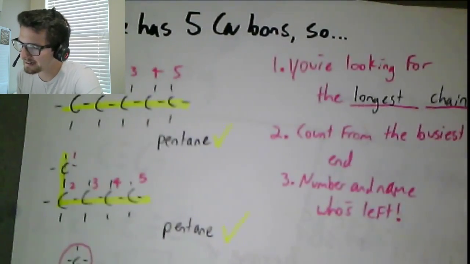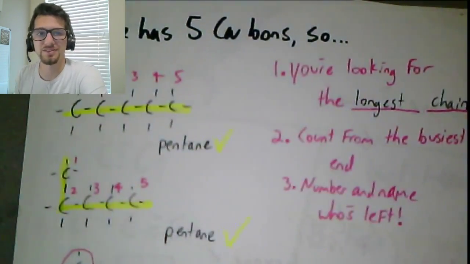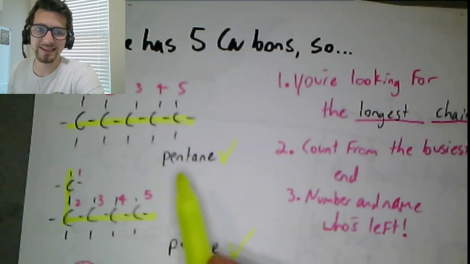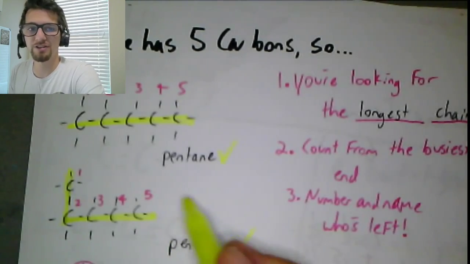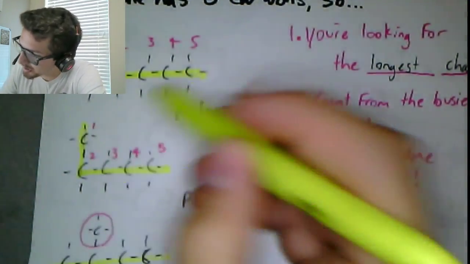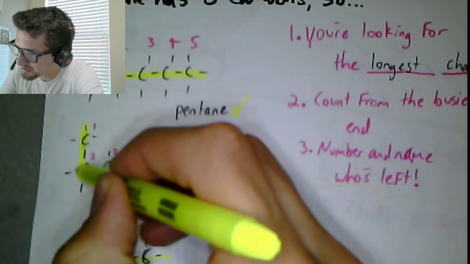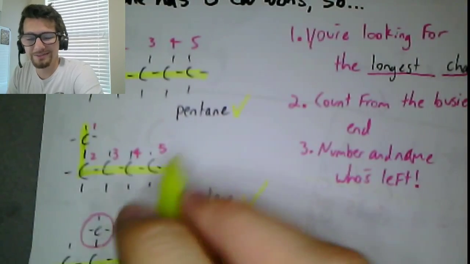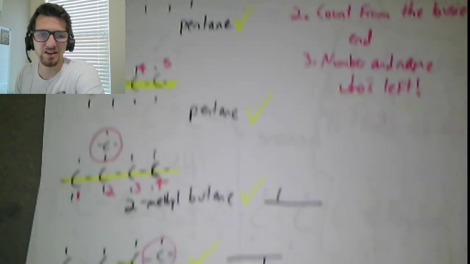Why is it pentane? Because there's only single bonds. And an alkane has single bonds. If there was a double bond, it would be pentene, and if it was a triple bond, it would be pentyne. So this one would also be pentane because I can start from one end and go all the way to the other end without picking up or doubling back, and there are 5 carbons.